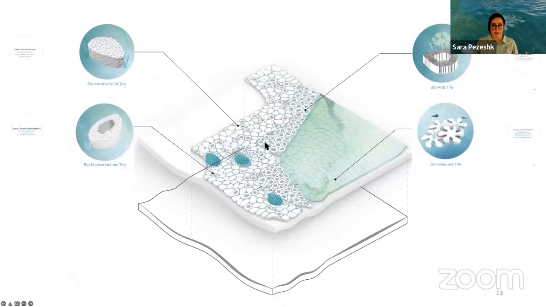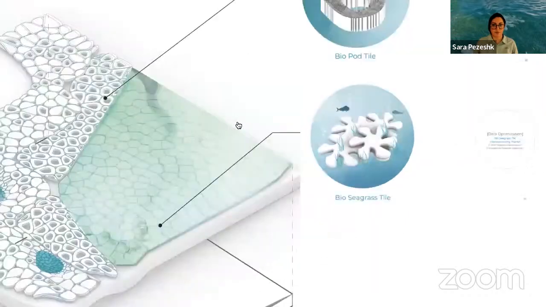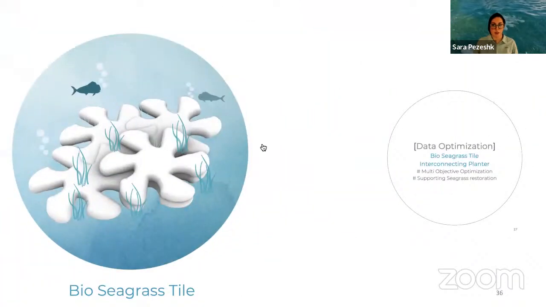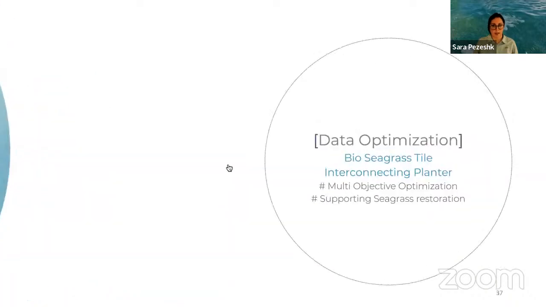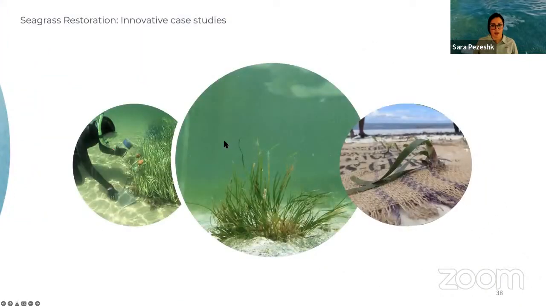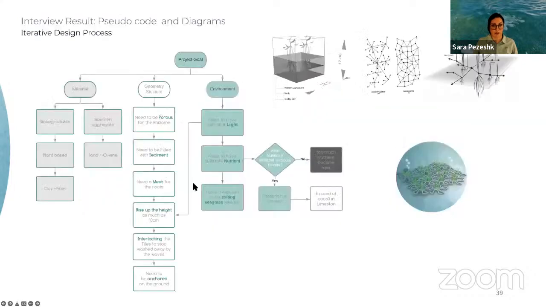Next, it's the bio-seagrass tile, which is an interlocking planter that allows seagrass to grow and stabilize on the seabed. Data optimization of seagrass: the objective is to cover the solution through examination of innovative case studies and also to understand how the seagrass restoration has been happening in the current severe condition.